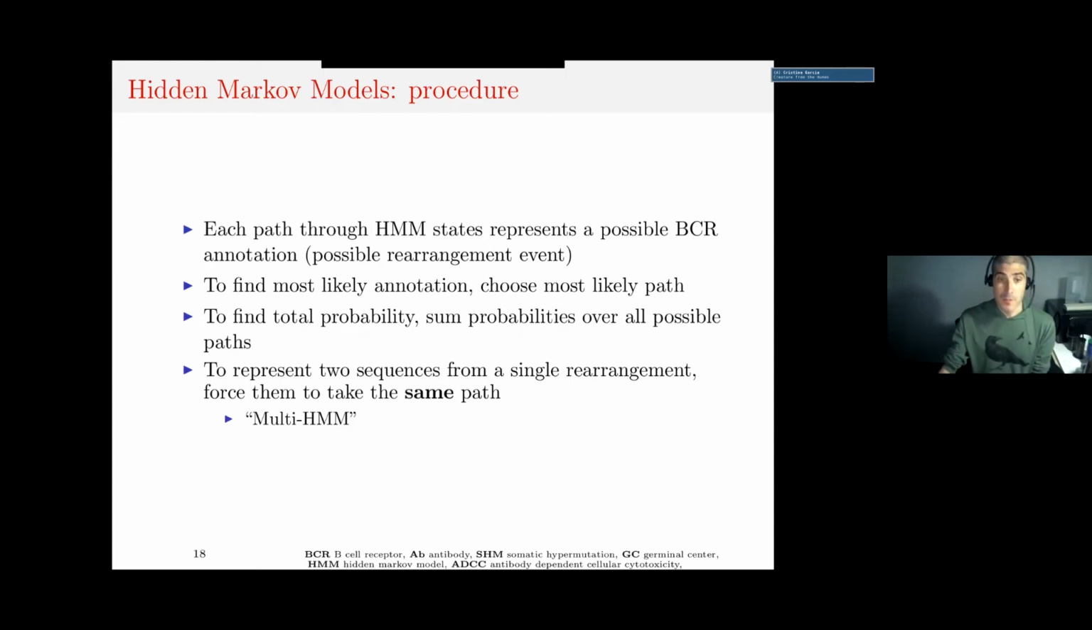The last piece we need before we can look at clonal relationships is to represent how we can have two or more sequences be clonally related in this HMM. The way we do that is just force the sequences to take exactly the same path through the HMM. We call this the multi-HMM because at each point, the only difference is that we're emitting 2 bases or 3 bases because we have 2 or 3 sequences there.